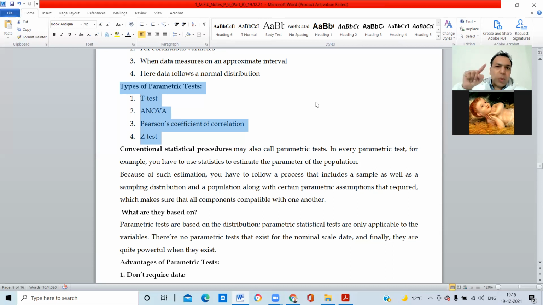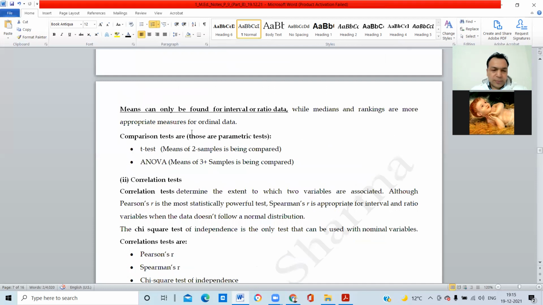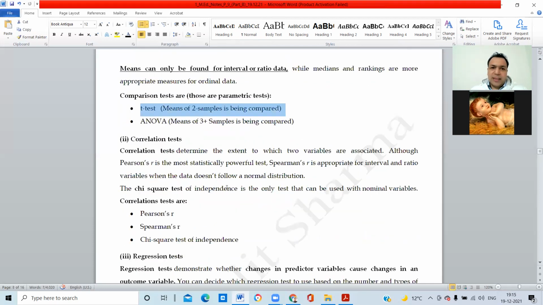Now we discuss what is the function of all these four. Otherwise, in simple terms, I explain to you. T-test we have just done. T-test is used to compare the two samples' means. ANOVA is for 3+ samples. We just discussed means of 2 samples, the t-test. ANOVA means of 3 samples. I'm talking about the means, so you have to remember what mean is.